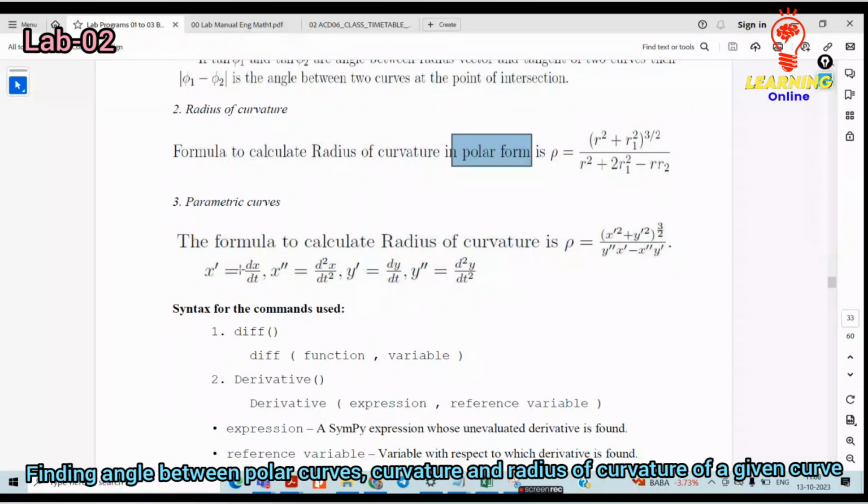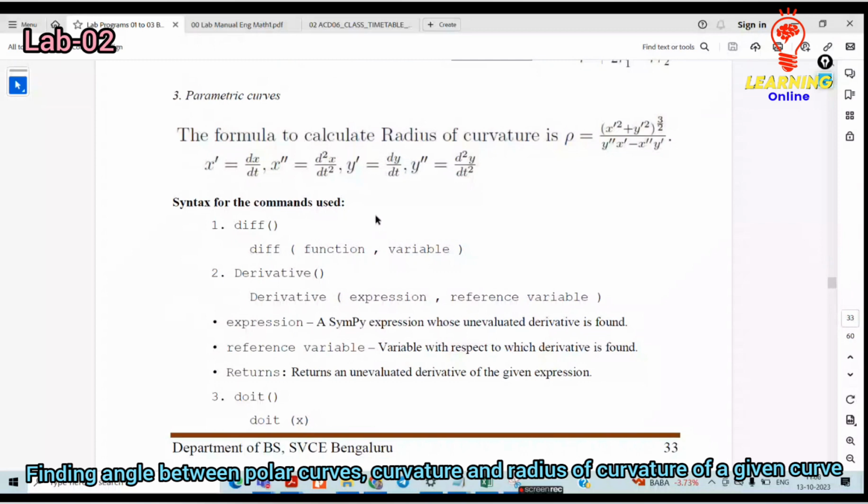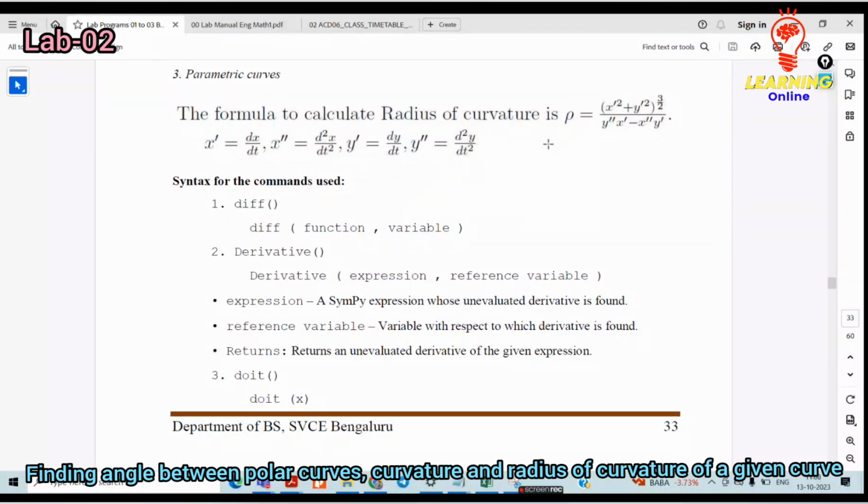Then here is the syntax of the commands to be used, because whenever I need to draw a particular curve or polar curve, it has to be defined with respect to differential equations. To get that differential equation, I can use the command diff with parentheses, the open bracket and the close bracket. Within that, I can define the function and its variable. Then according to that, I will get the output. Then derivative, I can use the derivative expression, with a reference variable. What does expression mean? It is the SymPy expression.